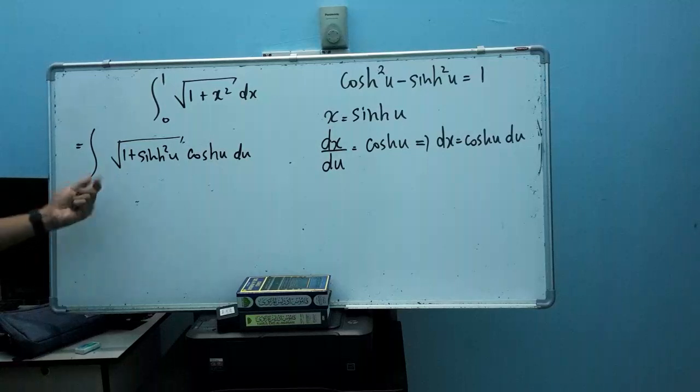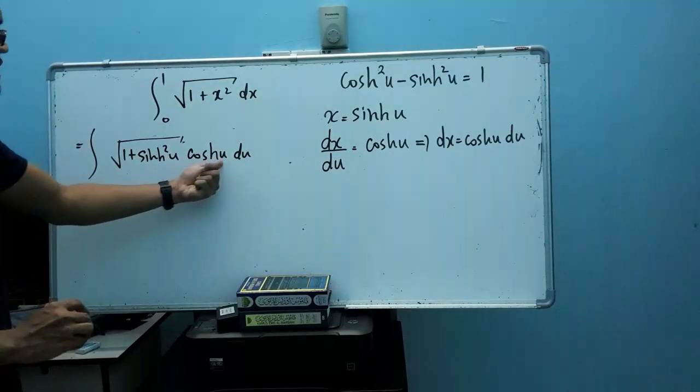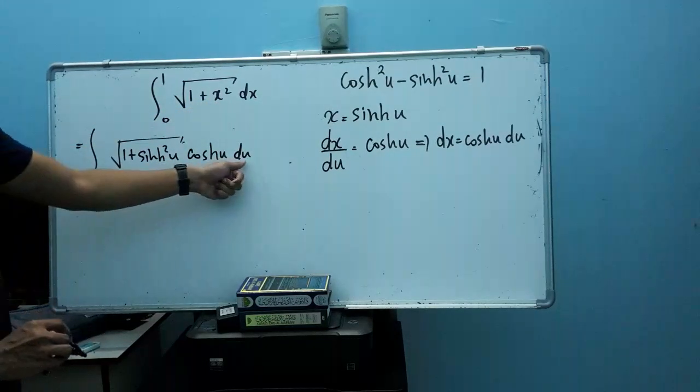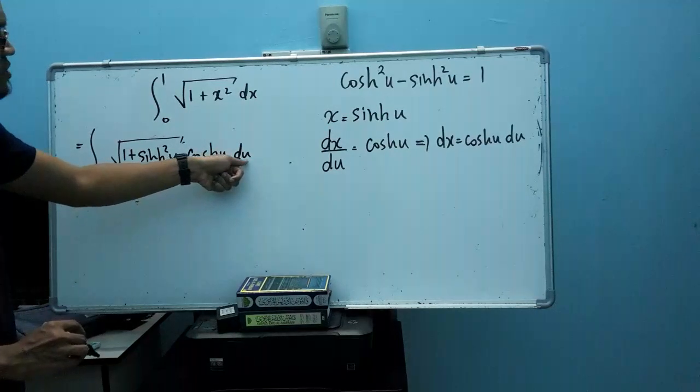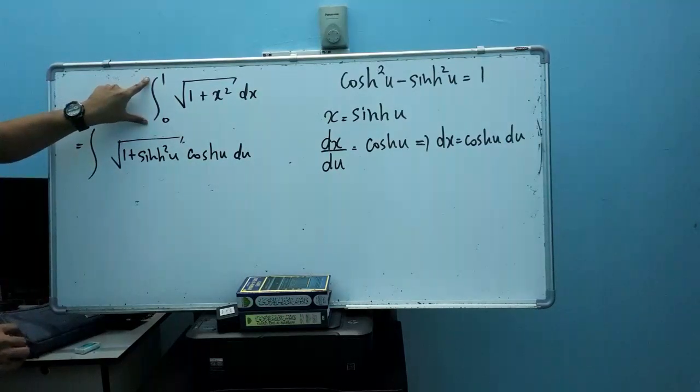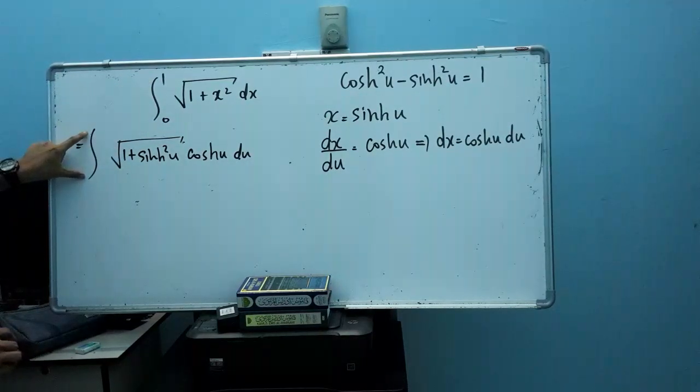Now you see, our function here depends on the variable u, not the variable x. So I have a function depending on the variable u, and I also have this du, with respect to u. So meaning that the limits of integration here we also need to substitute. These limits are with respect to the x axis, so now I will have new limits of integration with respect to u. So we need to change them.